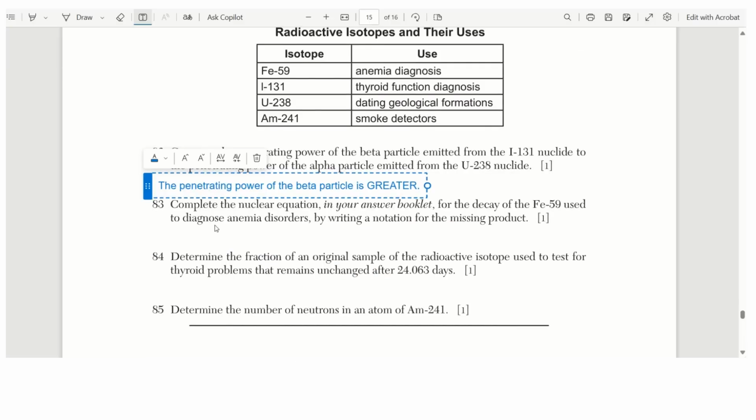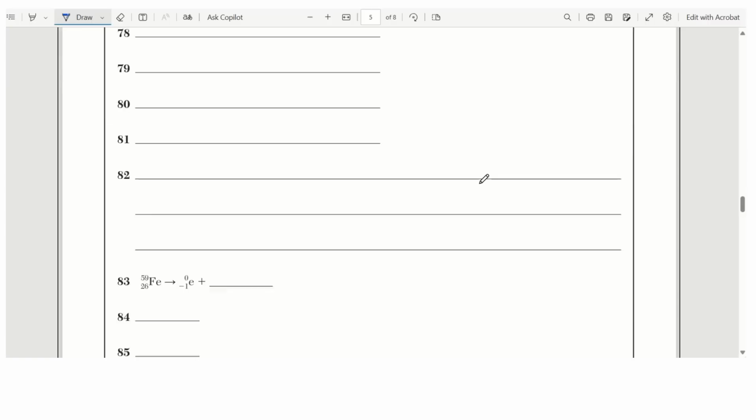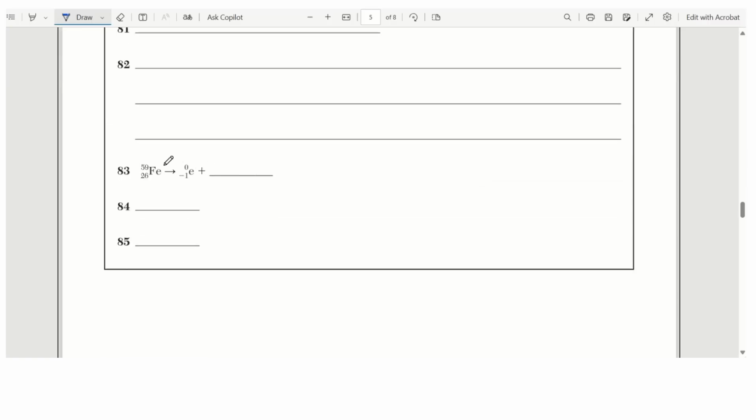Okay. Number 83, complete the nuclear equation in your answer booklet. So let's go to the answer booklet right here. Here, for our purposes, that's where the equation is divided. So on this side, I have 59. On this side, I have 0 so far. So my top number has to be 59. And the bottom, I have 26 on this side. And that has to be equal to -1 plus whatever my mystery number is. So I have to add 1 to both sides. So it should be 27.